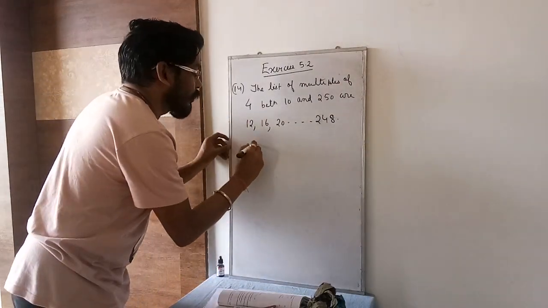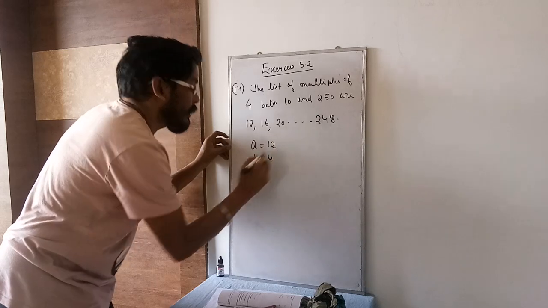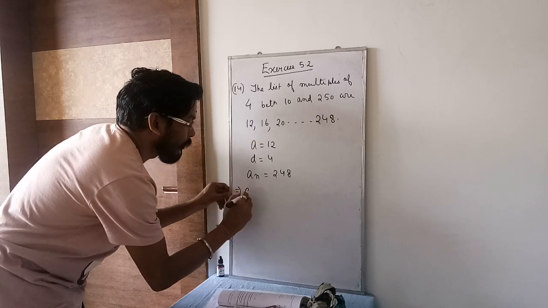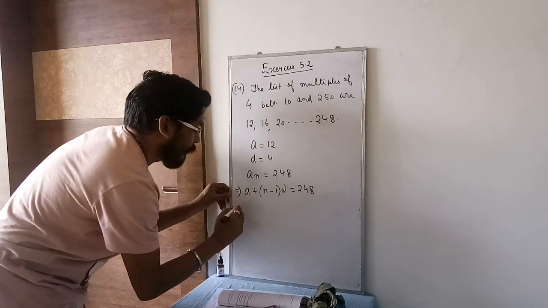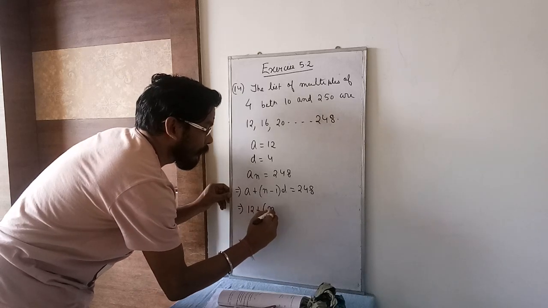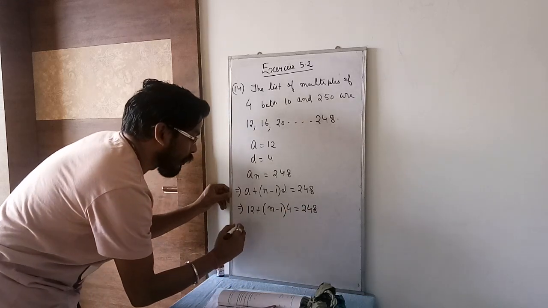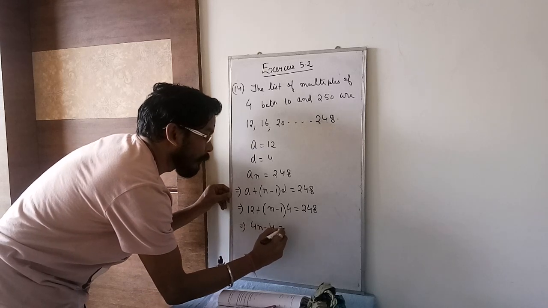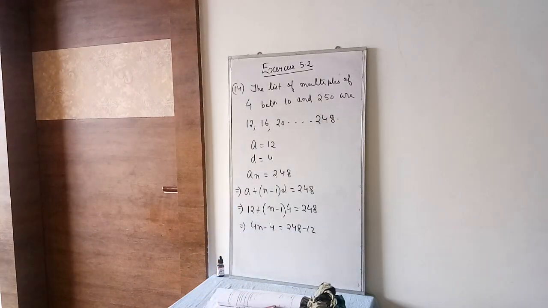Here A is 12, and to find the number of terms, that is the value of n, d is 4, and this is your last term, so an equal to 248. You will use the formula: A plus n minus 1 into d equal to 248. Put the value of A, it is 12, n minus 1, d is 4, 248. So I will shift the 12 to the other side. If you multiply here, you will get 4n minus 4, it is 248 minus 12. Take the screenshot.